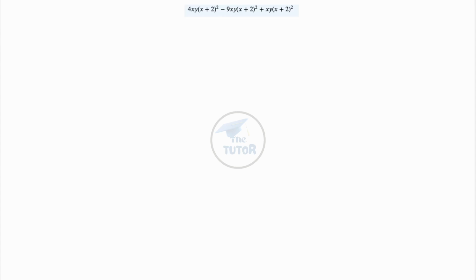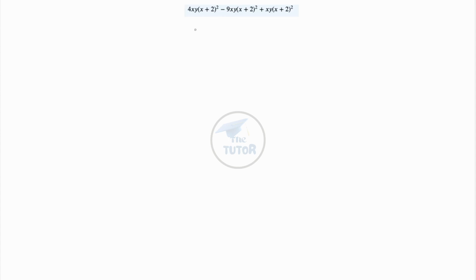Wait, so once I open the parentheses, what do I do with the 4xy? Do I just multiply it with everything? Yeah, exactly. 4xy will multiply everything you get after opening the brackets of x plus 2 whole square using the identity. You know the identity, right?